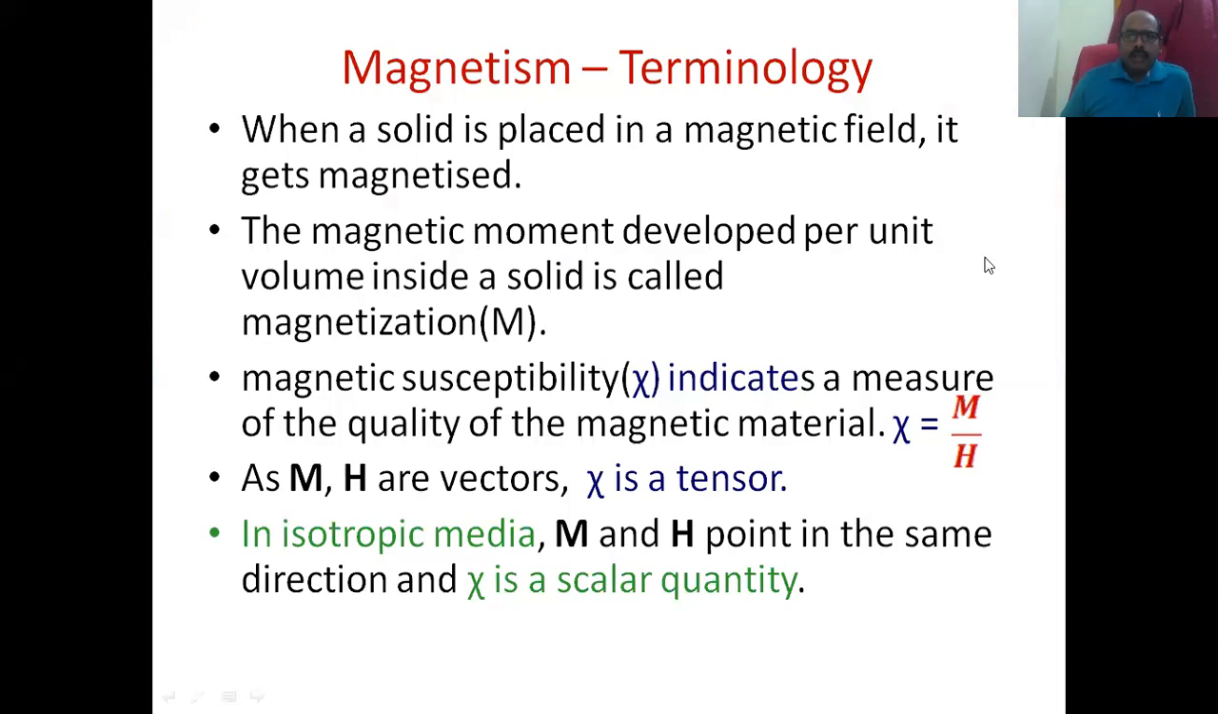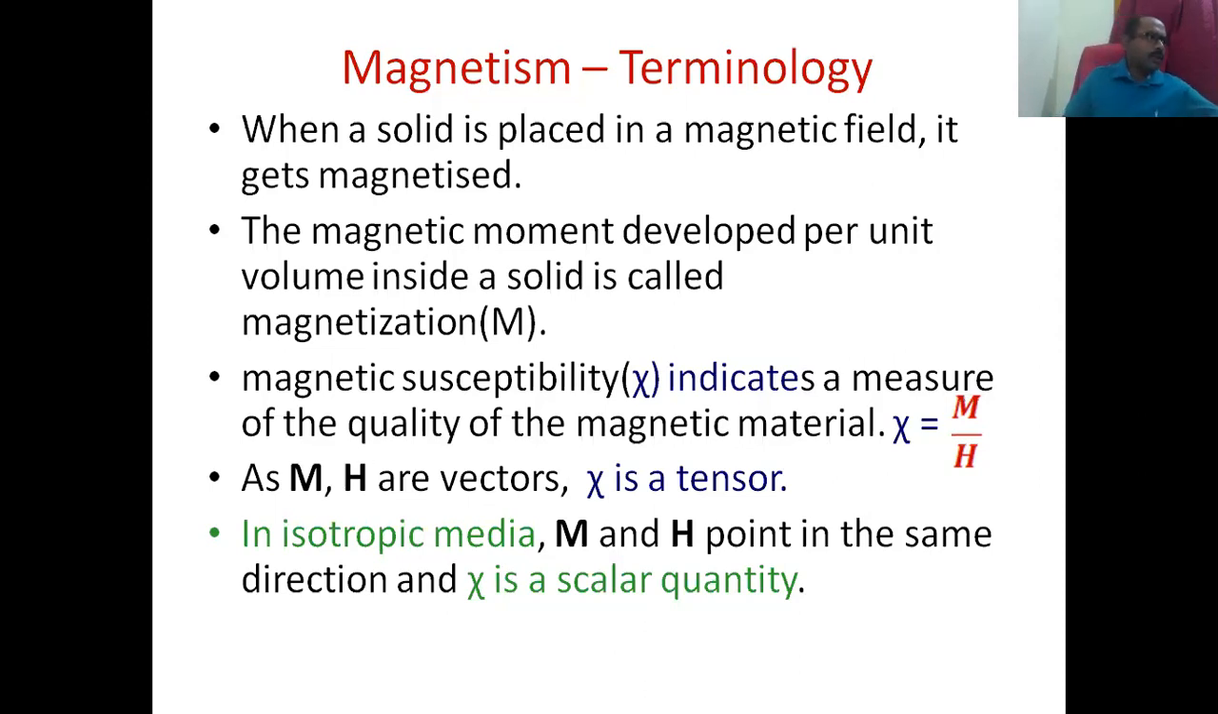When a solid is placed in a magnetic field, it gets magnetized. The magnetic moment developed per unit volume inside a solid is called magnetization. So the magnetization is defined as the magnetic moment per unit volume inside a solid when it is kept in a magnetic field.